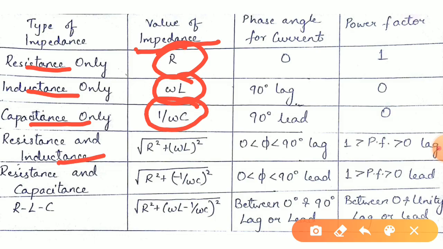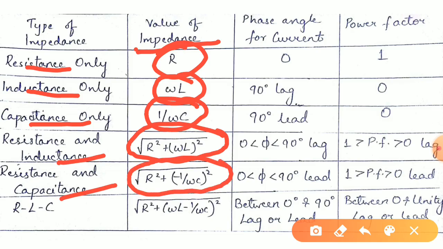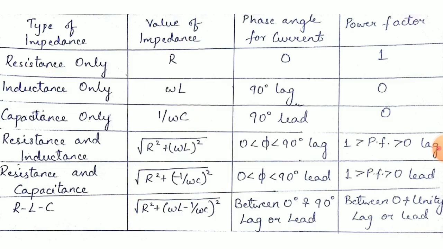If we have R and L element in the circuit, then impedance is root over R square plus omega L whole square. When we have R and C component, then it will be equal to root over R square plus minus 1 by omega C whole square. Having RLC, impedance Z will be equal to root over R square plus omega L minus 1 by omega C whole square.